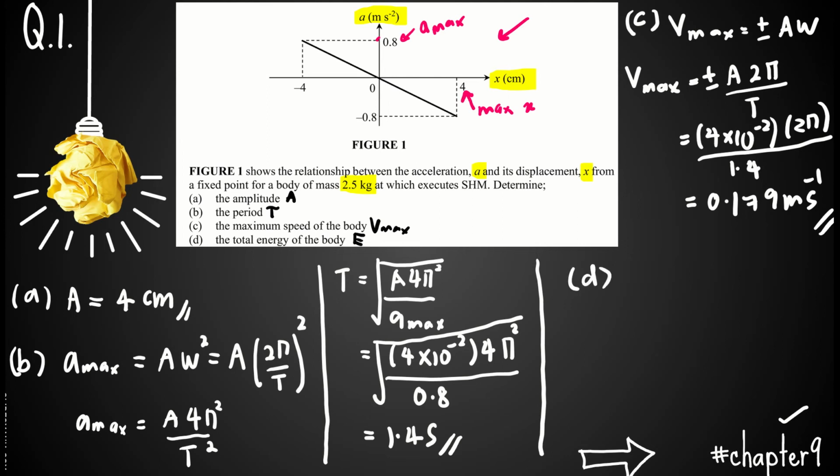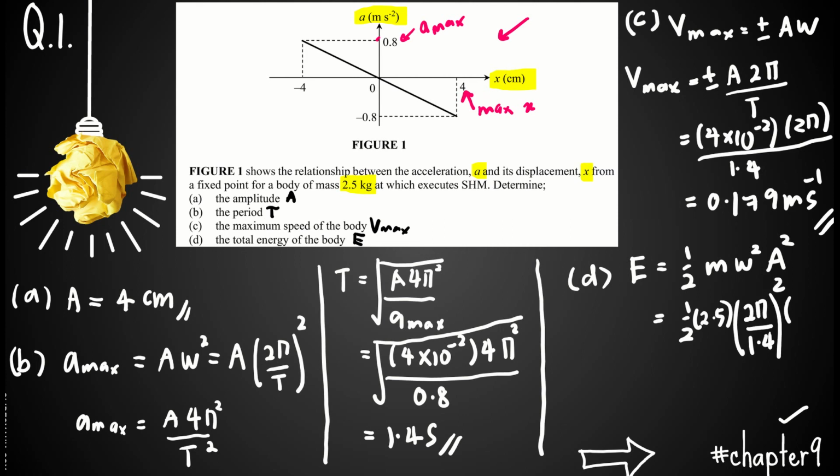And for D, to get the value of total energy, we'll use the equation E is equal to half m omega squared A squared. Again we substitute the values: 2.5, 2 pi over period, 1.4 squared, and amplitude is 4 times 10 to the minus 2 squared. Then you'll have your total energy as 0.04 joule.